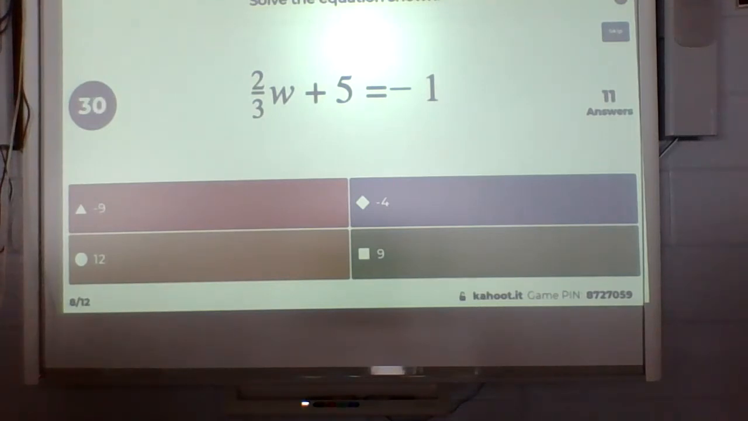You have to move the 5 over and just subtract it. Sorry guys, only a little over 10 seconds. You might have to make a good guess. You're stuck.